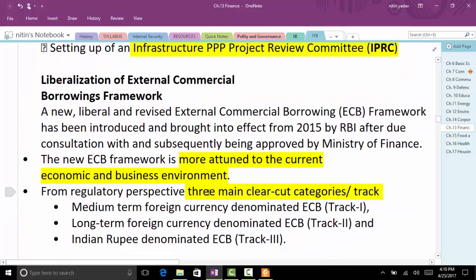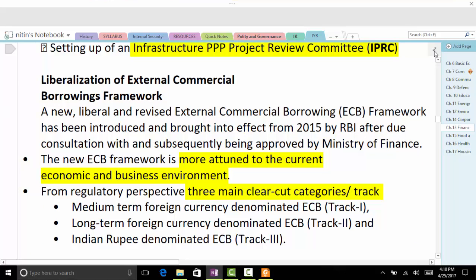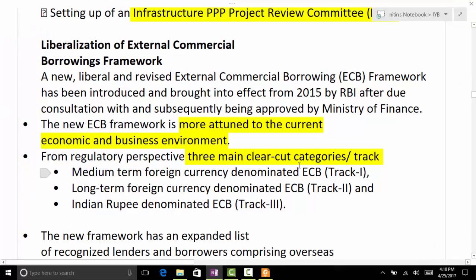Then the ECB framework was liberalized. Now we have it separated into three tracks: medium term foreign currency denominated ECB, long term foreign currency denominated ECB, and Indian rupee denominated ECB. The third one is called masala bonds. Yes, last year a question was asked from this.